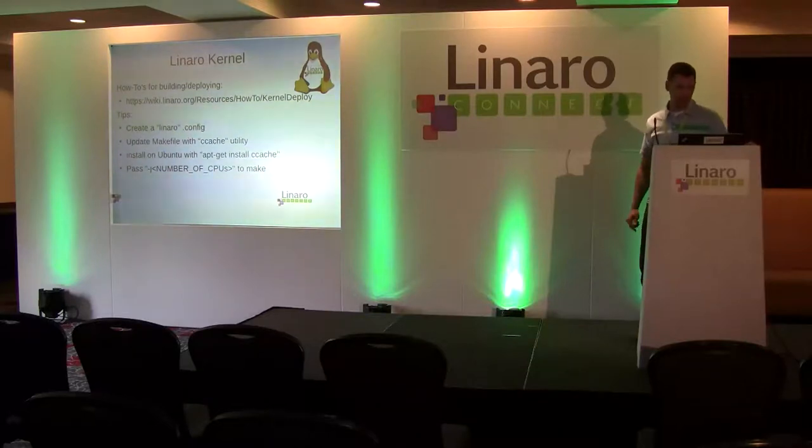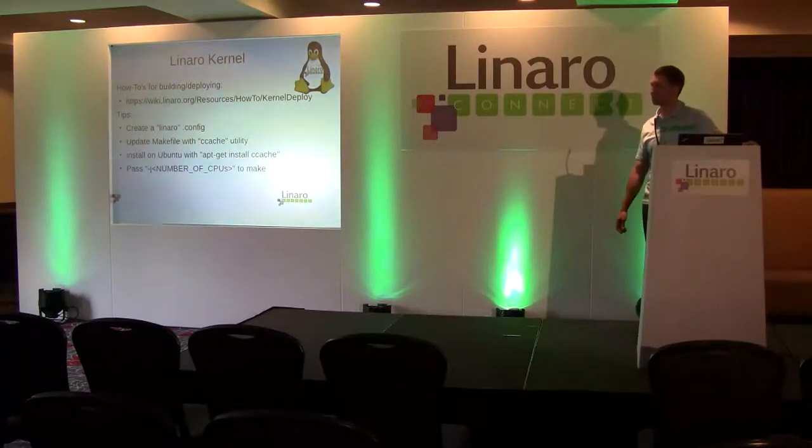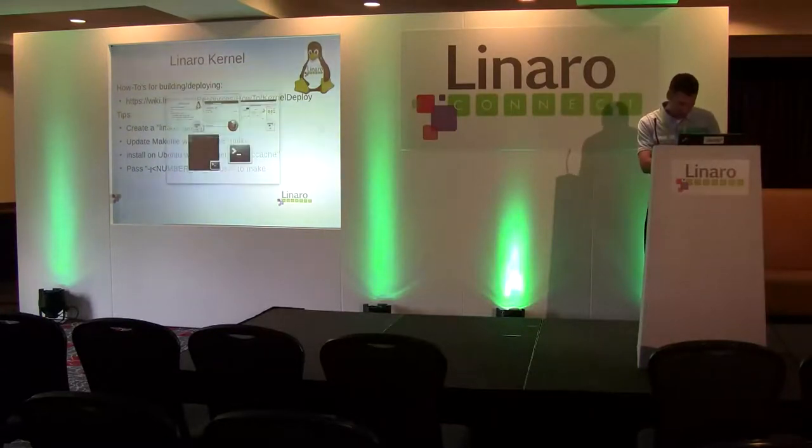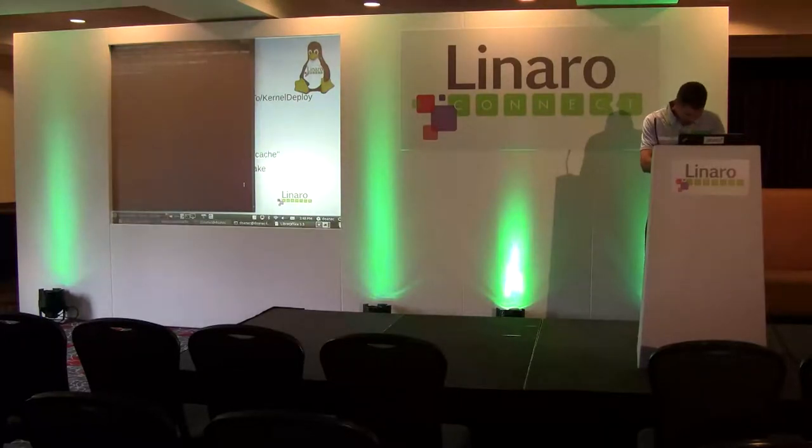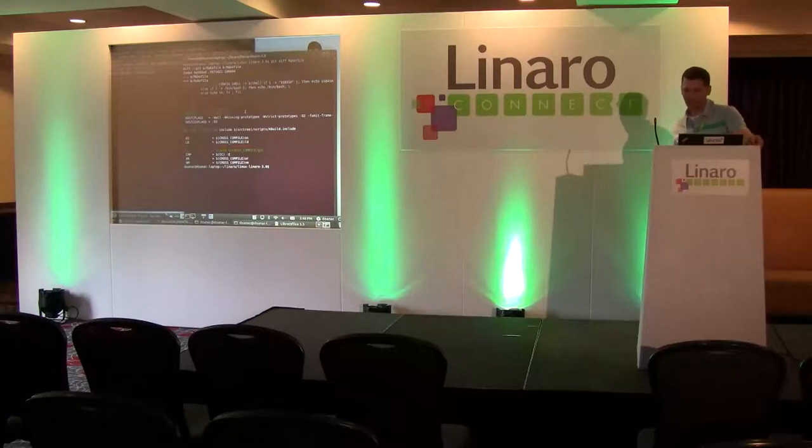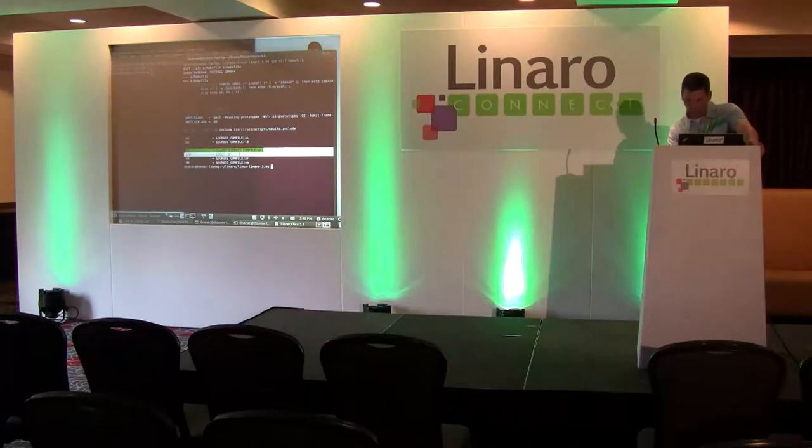We have a couple of tips that I recommend. One thing is installing ccache. I don't know if you guys have used this before or heard about it, but let me show you a makefile of how you can update your build. So this is the master makefile for a Linux kernel here, and all I've done is change the host CC and host C++, and then the actual cross-compiler here to use ccache.